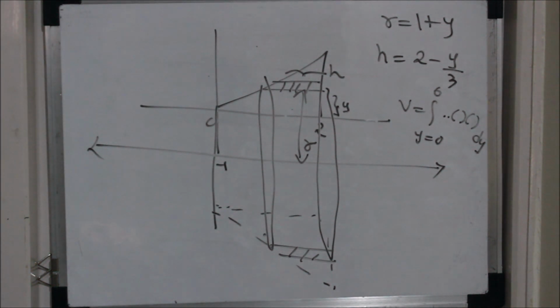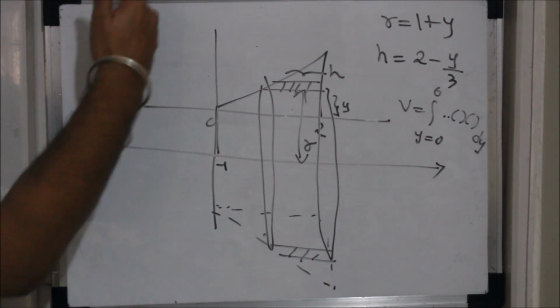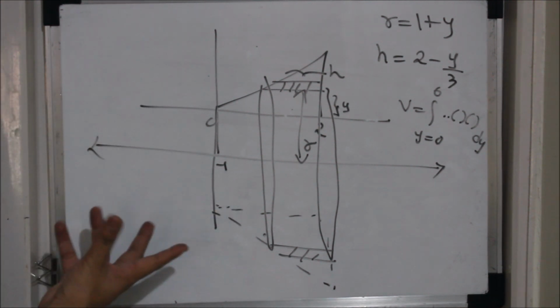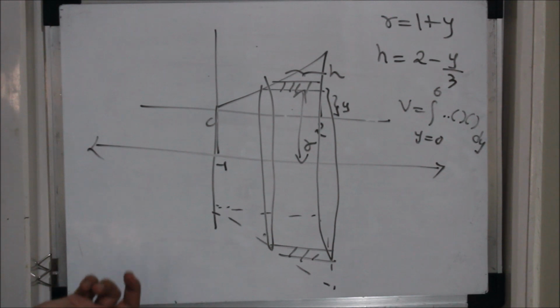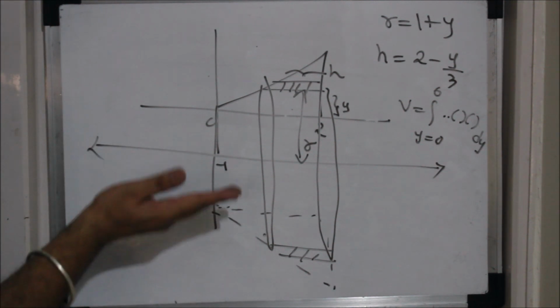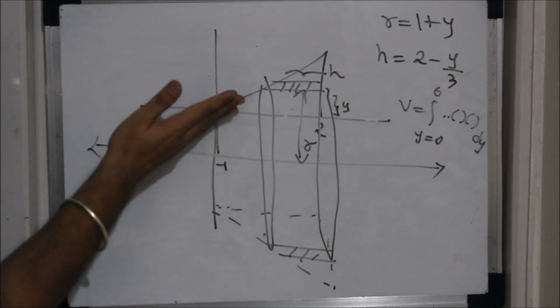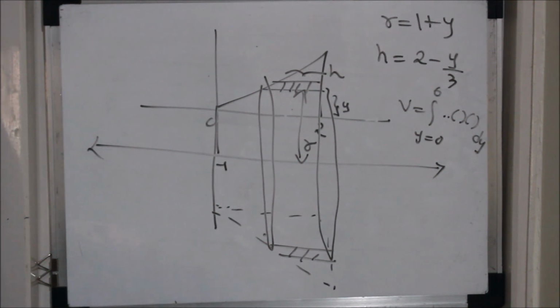The situation for the vertical line, when the vertical line was on the left side, what was the radius? 1 plus x, or something plus x. That scenario for the horizontal line will come when your line is below the surface. That time the radius will be something plus y. So this is what the shell method is.